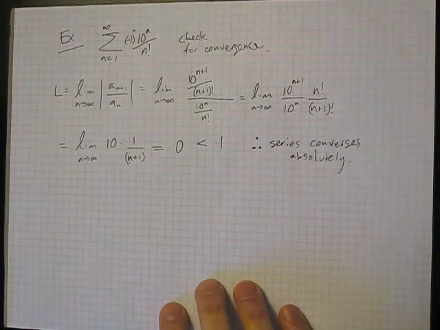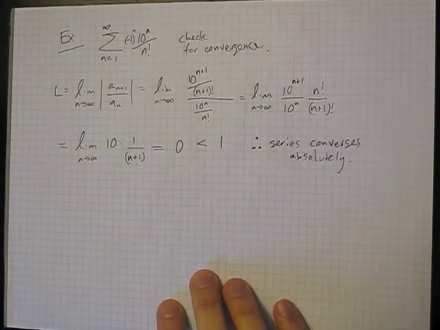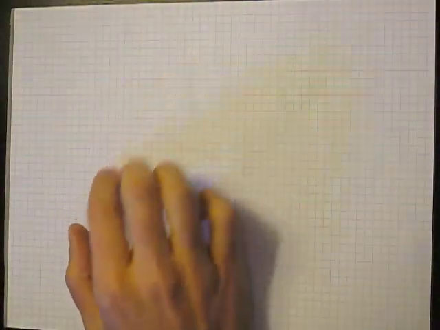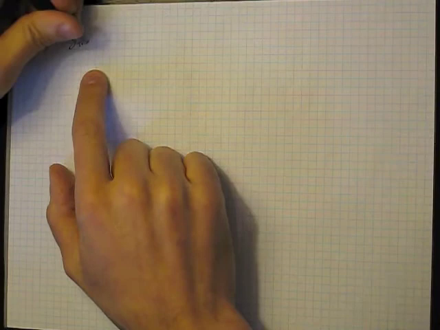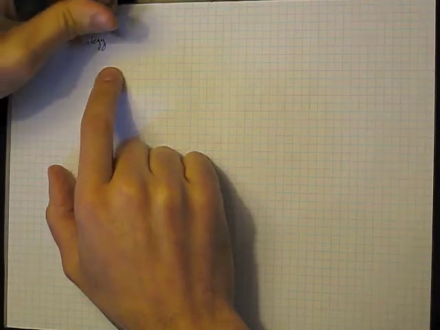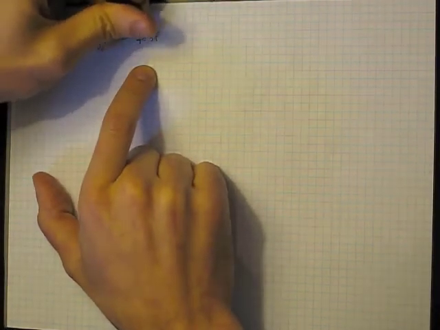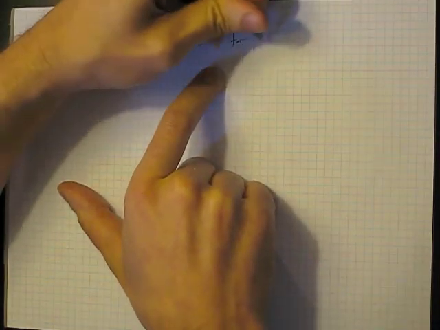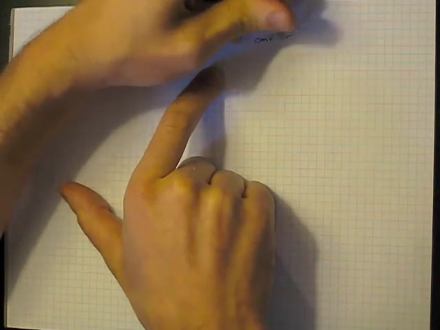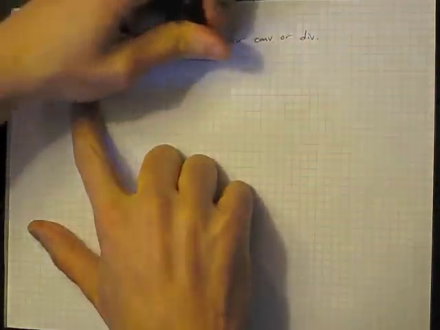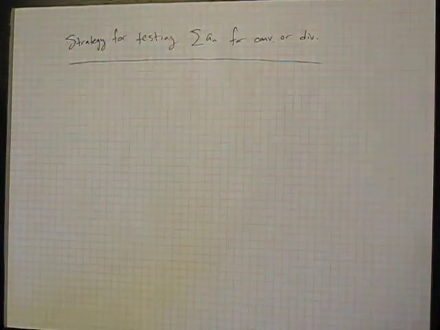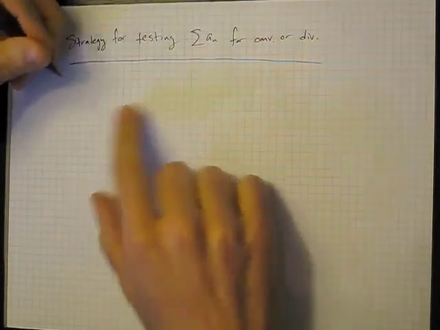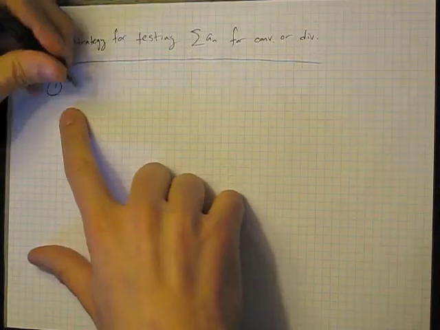We went through a bunch of other examples in class, so I'm going to leave it there. But now I want to talk to you very briefly about strategy for testing a series for convergence or divergence. This is just a very, very quick strategy session here. So suppose you have a series given to you. The very first thing you should check is: is the series geometric?